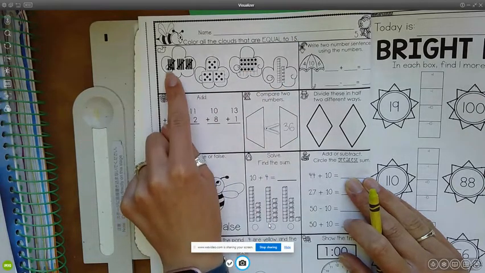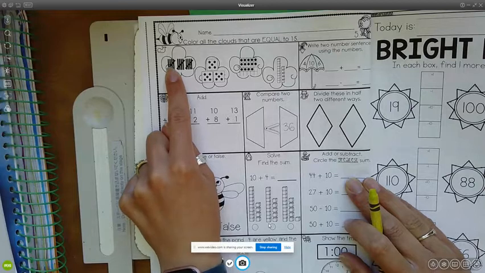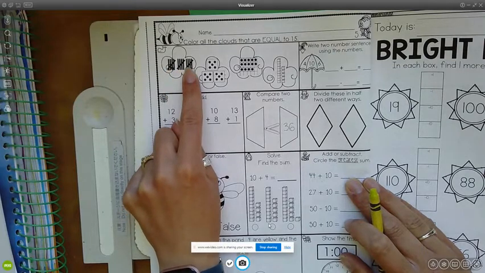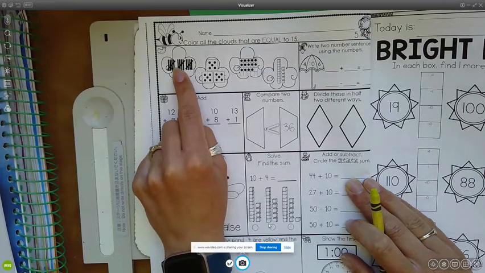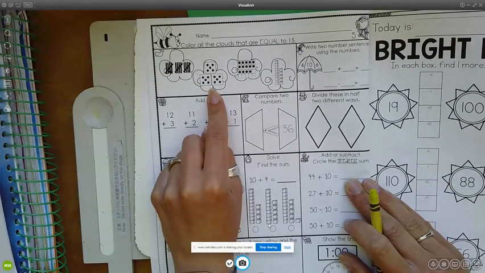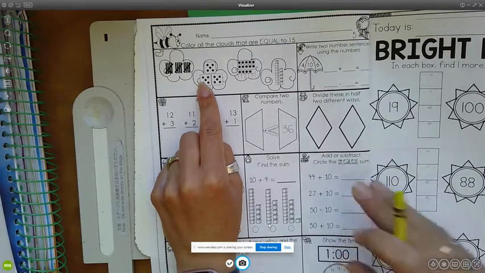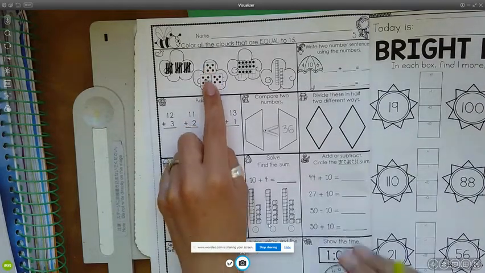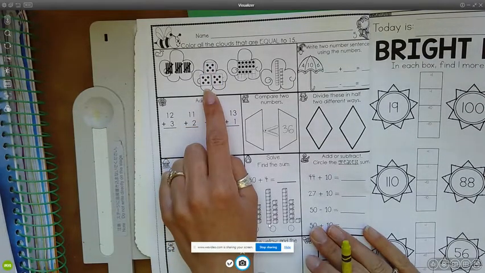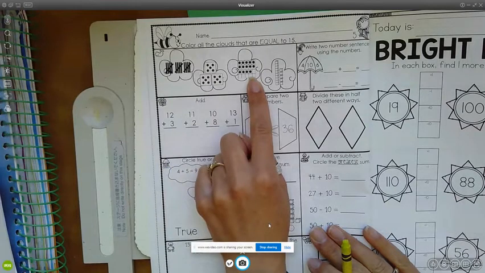I notice that these tallies have groups of 5, 5, 10, 15. Color in that cloud. What do you notice about this cloud? I notice that it also has 5, 10, 15. Color in this cloud. Does this cloud have 15?